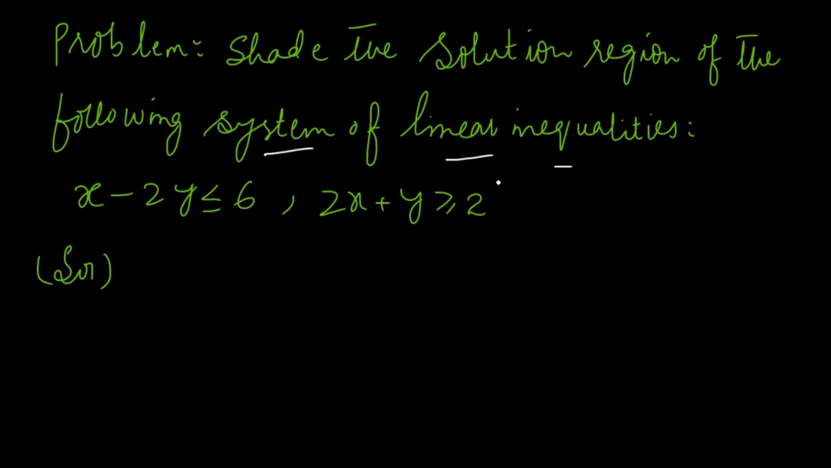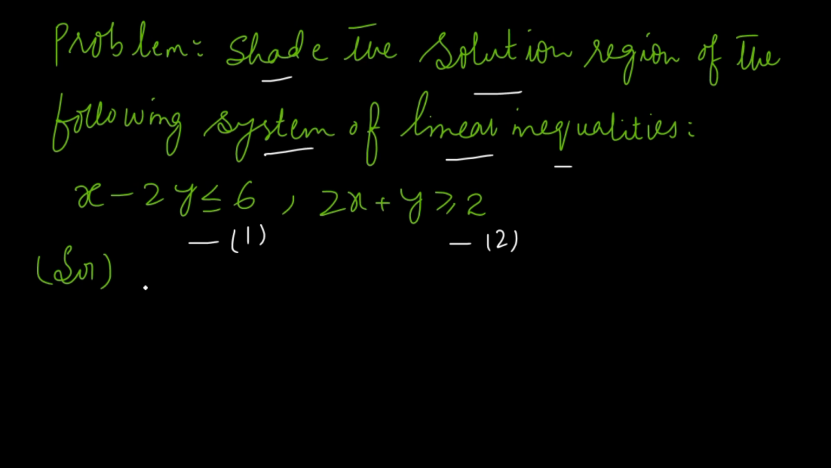What do we mean by a system of linear inequalities? Two or more inequalities form a system that is called a system of linear inequalities. So we discussed a problem: shade the solution region of the following system of linear inequalities. We have two linear inequalities. Suppose this is our first inequality and this is the second.